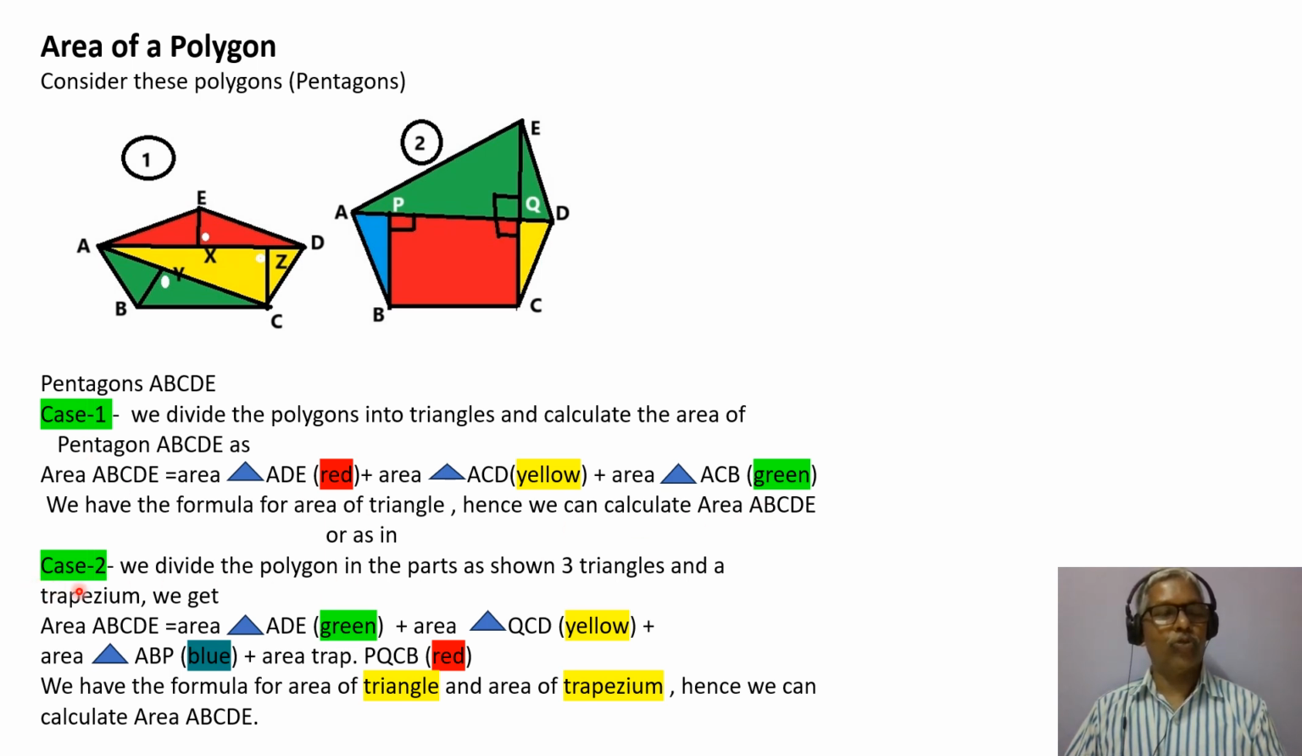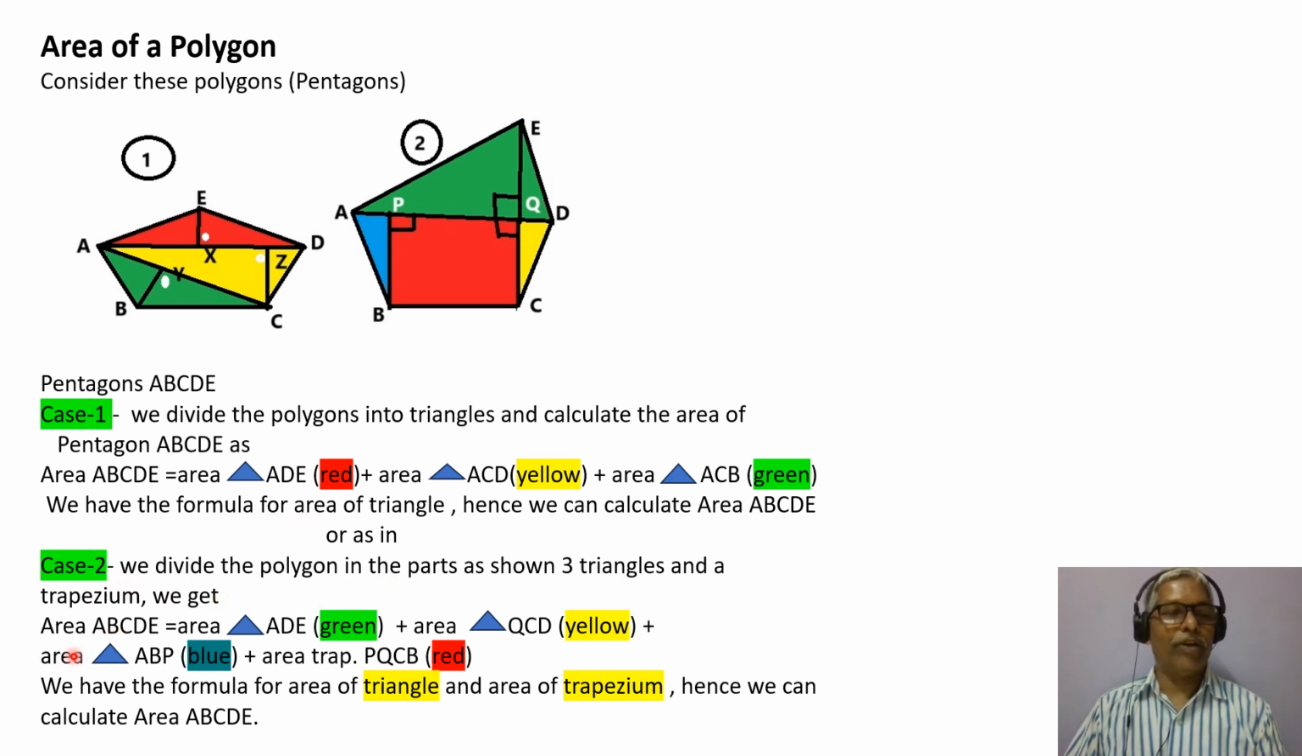Another way, case 2: we divide the polygon into parts as shown here, triangles and a trapezium. Remember, this is one triangle, green one, this is blue one, this is yellow, and this is, remember, not a rectangle. This and this are parallel, so this becomes a trapezium. Okay, so we divide the polygon.